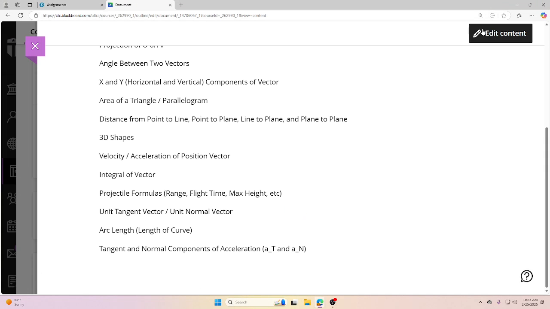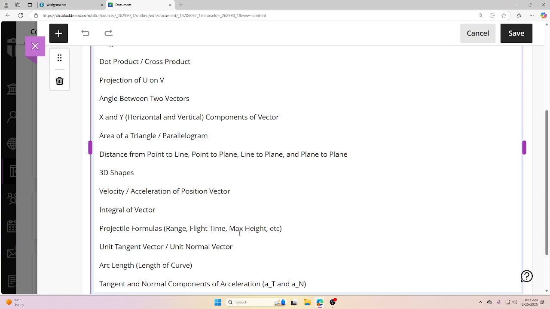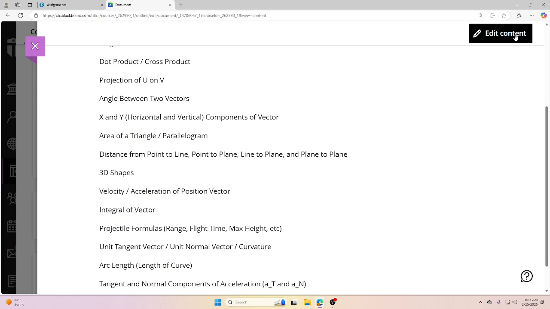Is this a good list? Is this good for you? I mean, y'all understand what I'm getting at, right? And what do you need on your note card? Everything.